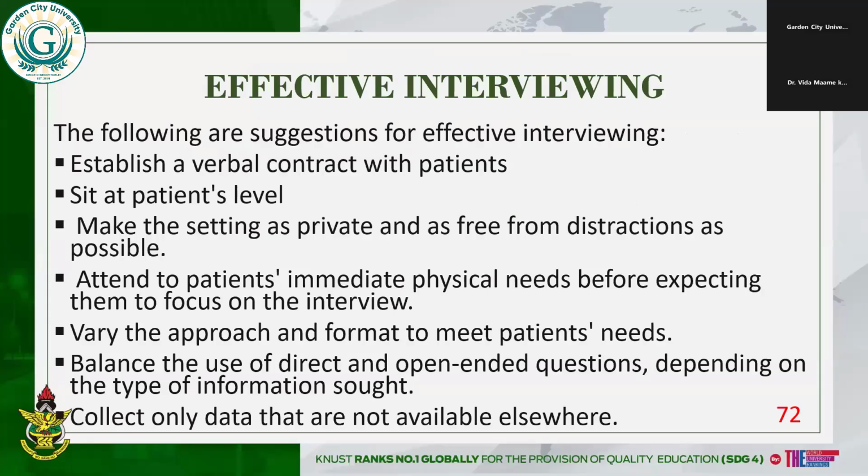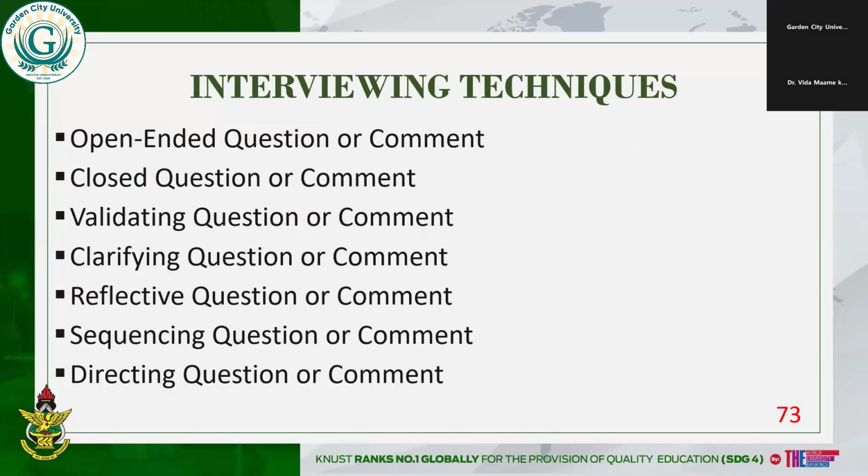So these are the elements of an effective interview. You need to establish a verbal contract with the patient, sit at the patient's level, and make the setting as private and as free from distractions as possible. Attend to the patient's immediate physical needs before expecting them to focus on the interview. Vary the approach and formats to meet patient needs. Balance the use of direct and open-ended questions depending on the type of information source. Then collect only data that are not available elsewhere. So that is all.